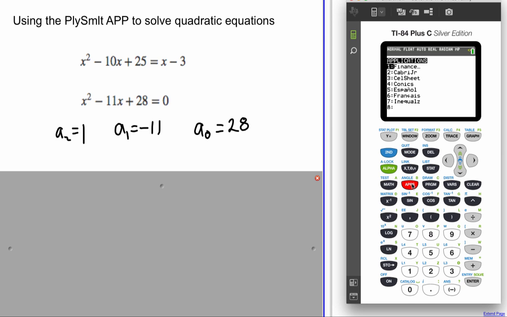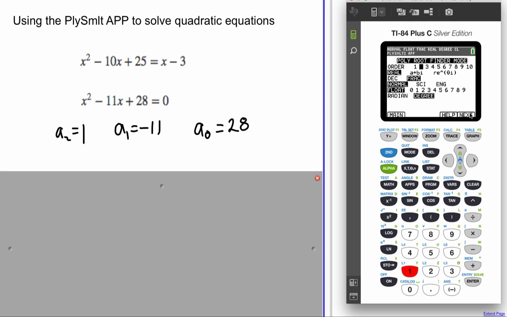We look for the applications button, we scroll down to number 9, smlt, we get it going, and what we need to do here is solve a polynomial equation. A quadratic equation is a polynomial of order 2, so we select 1, polynomial root finder. The order of our polynomial is 2, since the highest power of a quadratic is 2. So we'll press next.